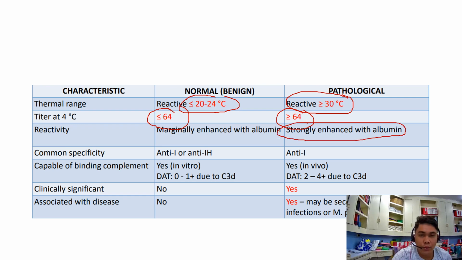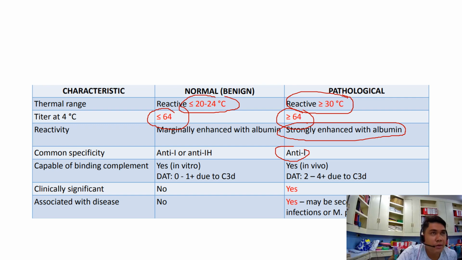So once you add albumin in the reaction, the agglutination is enhanced. Okay. And for pathologic, it's usually a correction. This is anti-P. Okay. The biphasic antibody. Okay. So that's for benign and pathologic. Okay. So normal, it's less than 64.